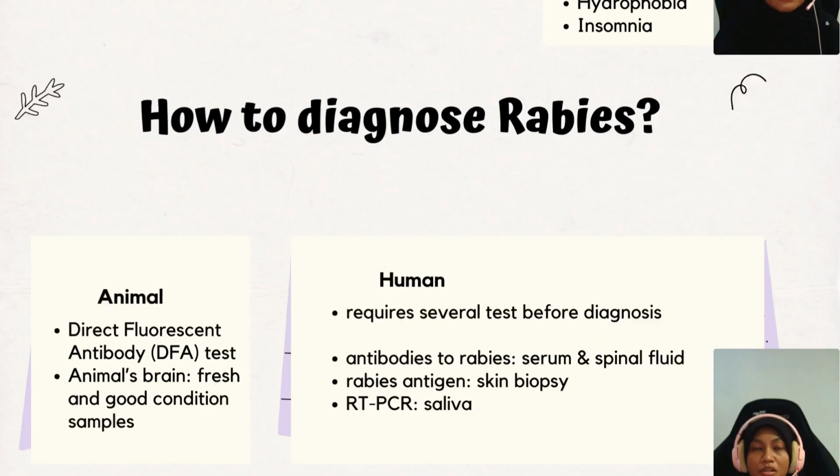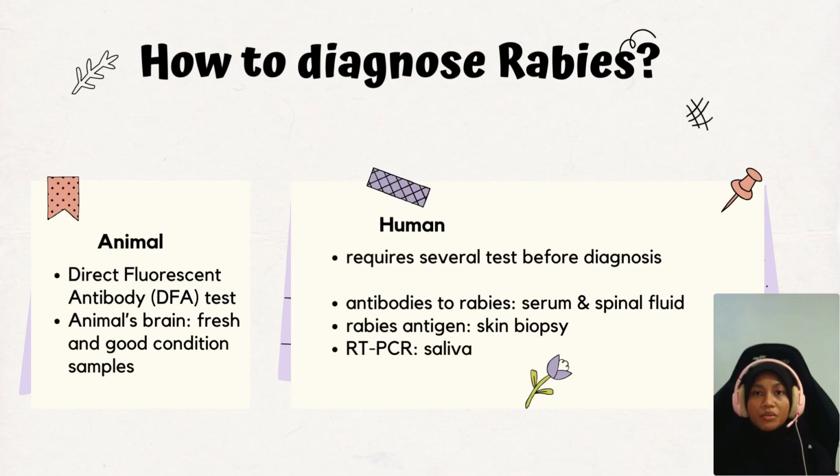So how do we determine that an individual or animal has been infected with the disease? In animals, rabies is diagnosed using the direct fluorescent antibody (DFA) test. Meanwhile, in humans, several tests are required before the diagnosis. Tests are performed on samples of saliva, serum, spinal fluid, and skin biopsies of hair follicles at the nape of the neck. Serum and spinal fluid are tested for antibodies to the rabies virus. Skin biopsy specimens are examined for rabies antigen, while saliva can be tested by virus isolation or RT-PCR.